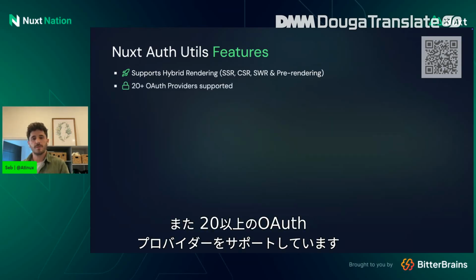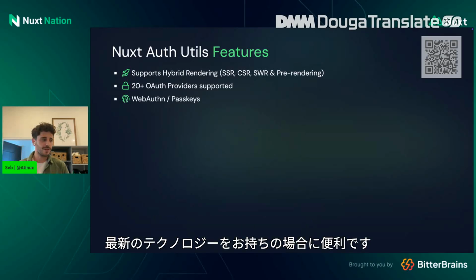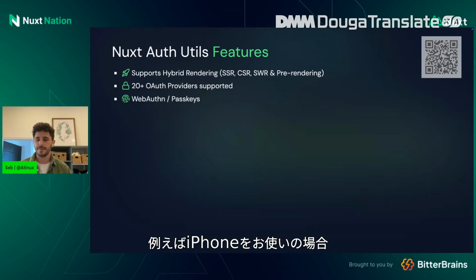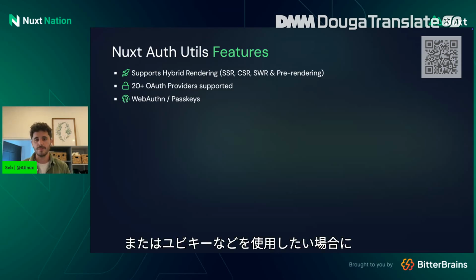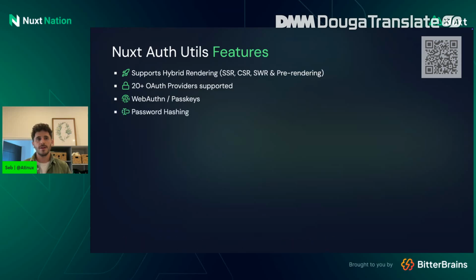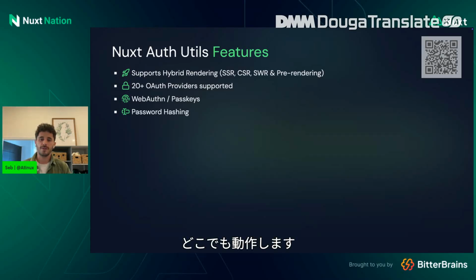We also support more than 20 OAuth providers. We support passwordless authentication using the WebAuthn standard. So it's good if you have modern technologies such as an iPhone, if you want Face ID or fingerprint or YubiKey, etc. It has several helpers to hash and verify passwords that work everywhere.